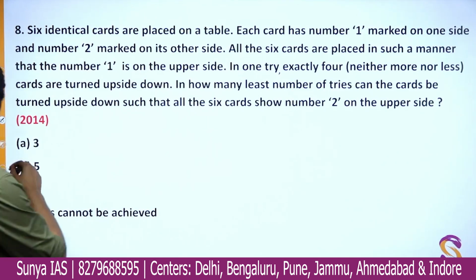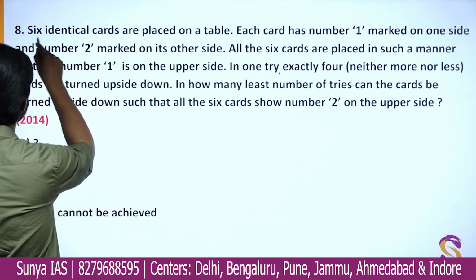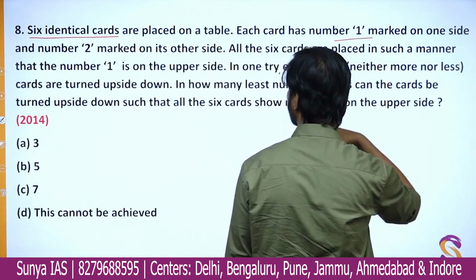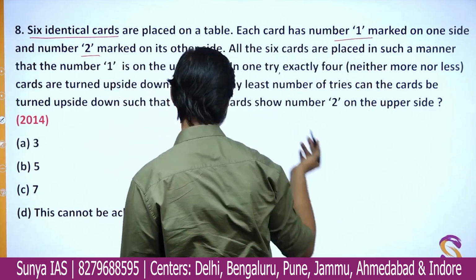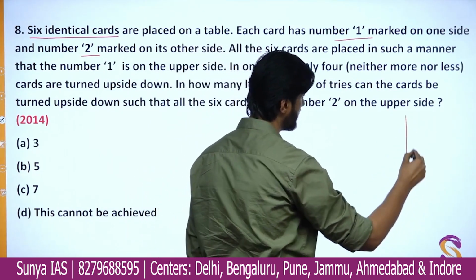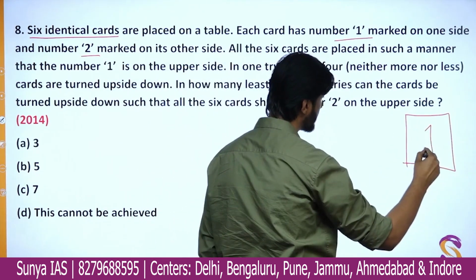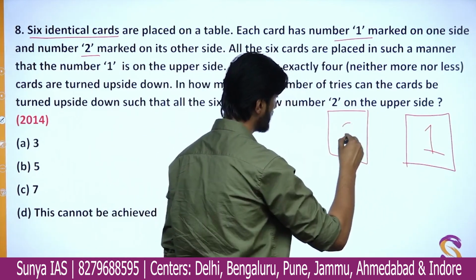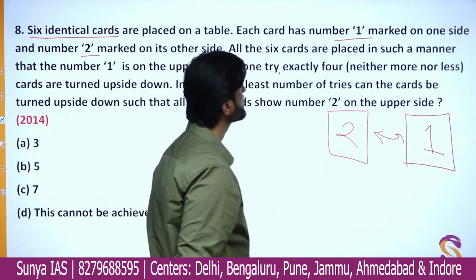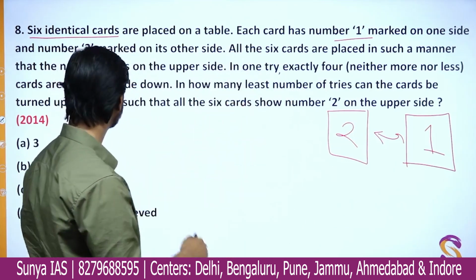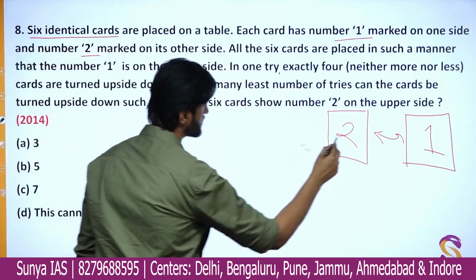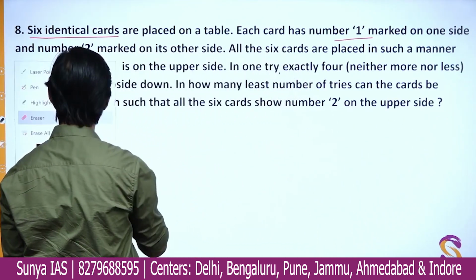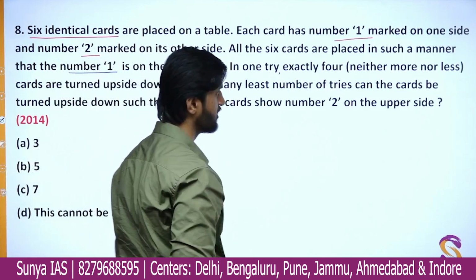Okay. So now we have 6 identical cards which are placed on a table, and each card has number 1 marked on one side and number 2 marked on the other side. So suppose this is the figure of a card. On one side there is written 1. When you flip it around, you get the side of 2. Okay. Then it says all the 6 cards. So now you have actually 6 cards in total, and they are placed in such a manner that the number 1 is on the upper side for all the 6 cards.